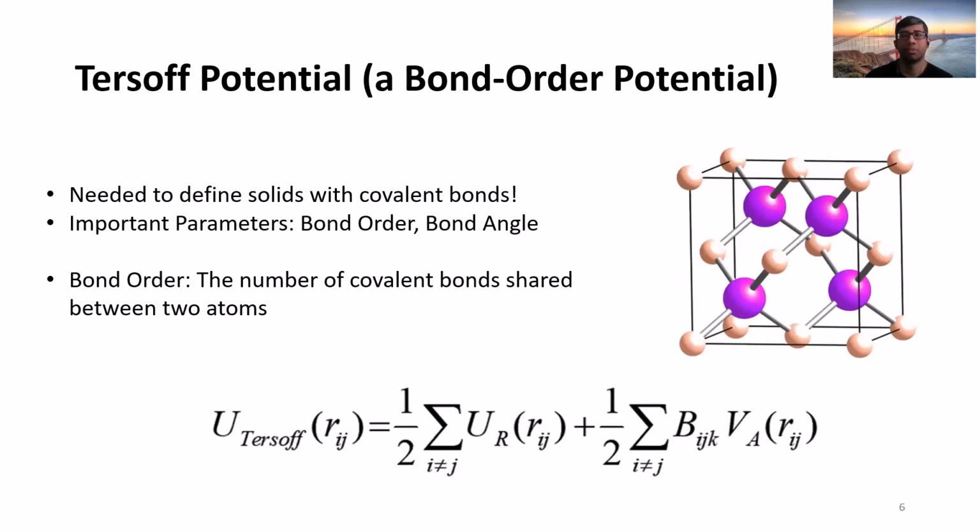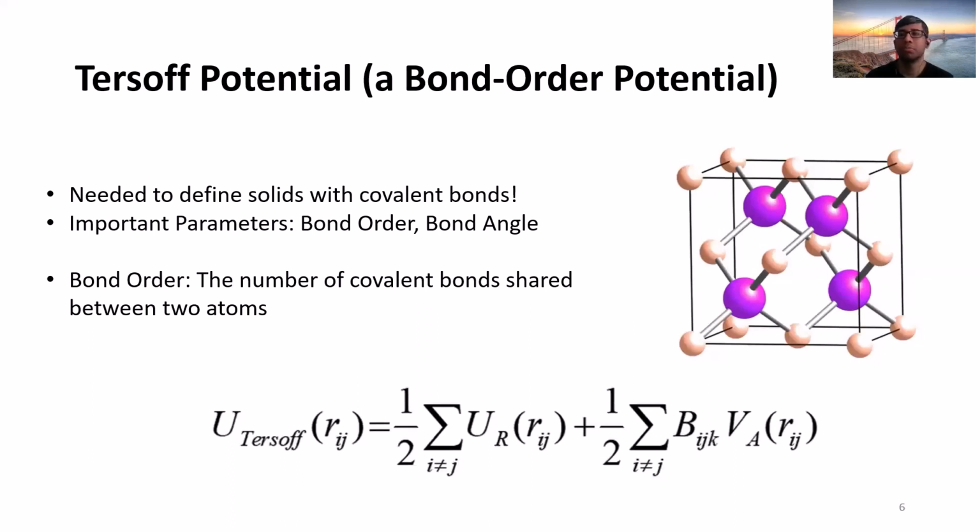Let's define what bond order is. Let's say in a system, when you are defining a molecule, there are several bonds, right? Possibly several ionic or covalent bonds. When you consider two atoms, the number of covalent bonds shared between these two atoms is called their bond order. This you can also take into consideration when making a force field.